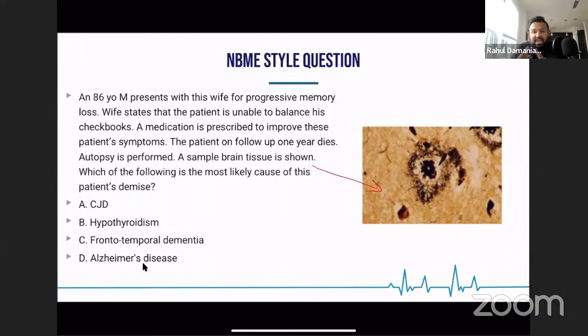This is going to be a microscopic pathology of what? Of the brain tissue. And what do we see here? We see this characteristic dark staining tangle-like substance. Which of the following is the most likely cause of this patient's demise? And if you said Alzheimer's disease, you are absolutely correct. Remember that when it comes to Alzheimer's disease, these patients are going to have A-beta plaques and these neurofibrillary tangles.